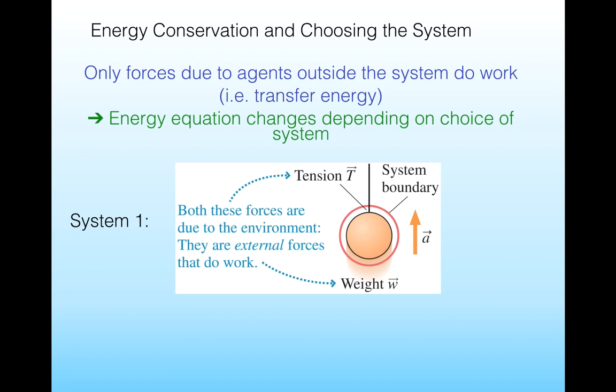If we draw our first system boundary such that it's right around the weight, then we know that both of the forces, both the tension and the weight, are due to the environment, and thus they are external forces that are able to do work. In this case, the change in the kinetic energy is equal to the work that's done.